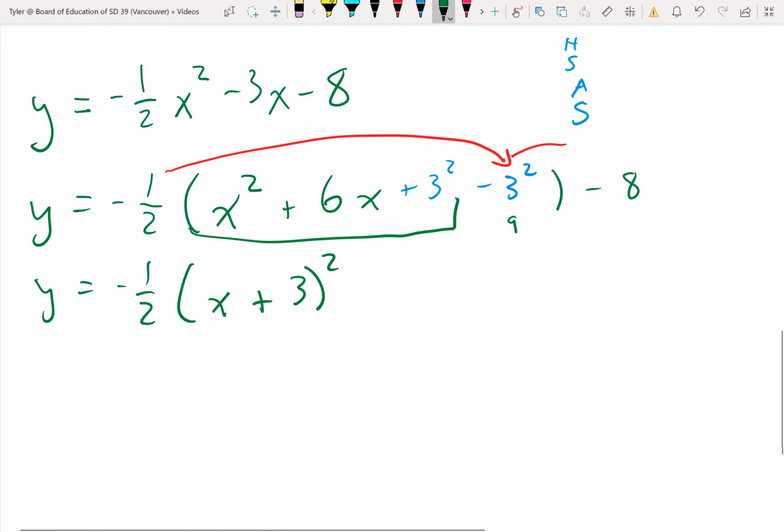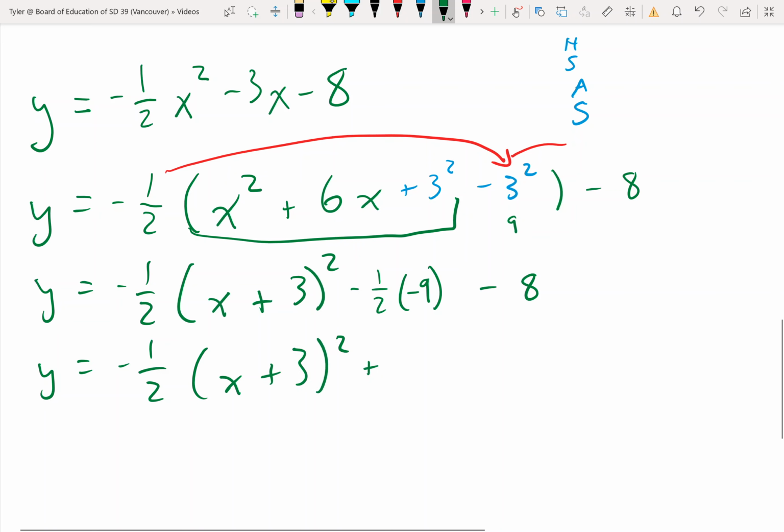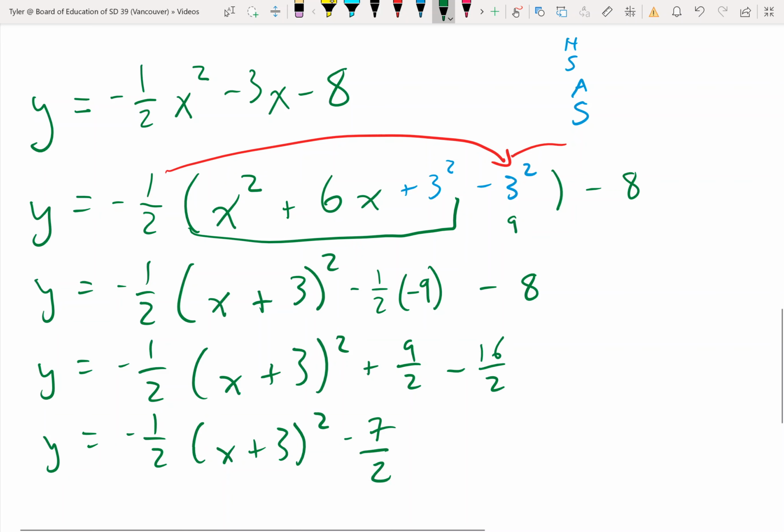3 squared is 9. 9 times negative 1/2. Let's just even write that, just so I don't make a mistake. Oh, see, yeah, I did make a mistake. Negative 9, okay. Minus 8. When we do this math, this is going to give me positive 9 over 2 minus, let's do 16 over 2, and put those together. Probably could have done this in less steps, but the same idea. Negative 7 over 2. Yay. And that's the final answer.